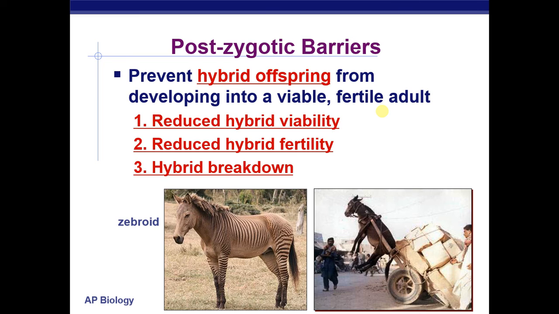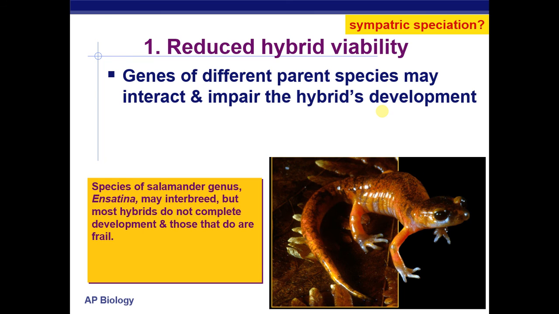And then lastly, there are three forms of what are called post-zygotic barriers. Post-zygotic barriers prevent hybrid offspring from developing into viable, fertile adults that are able to reproduce, even if reproduction occurs. These three are examples of the barriers that prevent this from happening. One is called reduced hybrid viability. Genes of different parent species may interact and impair the hybrid's development.